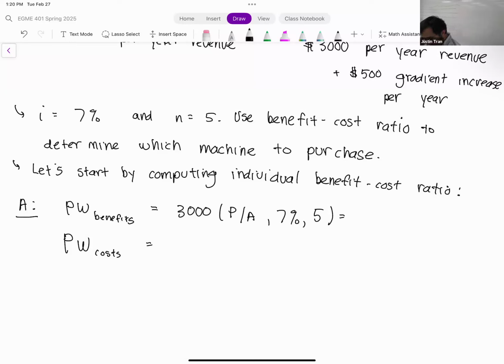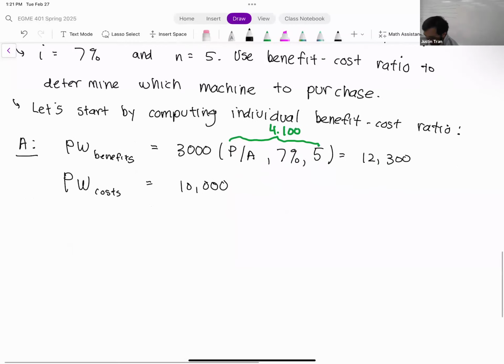All right, so we can look this up in the table. So this conversion factor right here, I do have it. It's 4.100, okay? And if we multiply those together, we get 3,000 times 4.100, we get 12,300, okay? Right. Then we have the present worth of the cost. And so our only cost here is the initial cost, which is $10,000, okay? That initial cost is already in present form because that's an amount that we would pay today. So we don't need to do any conversion.